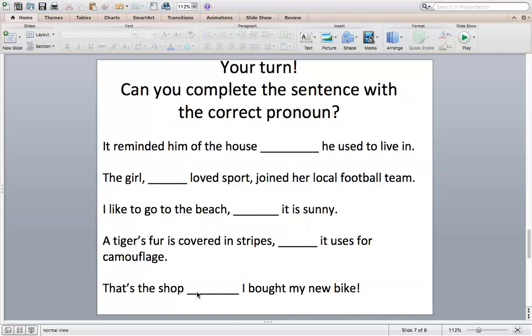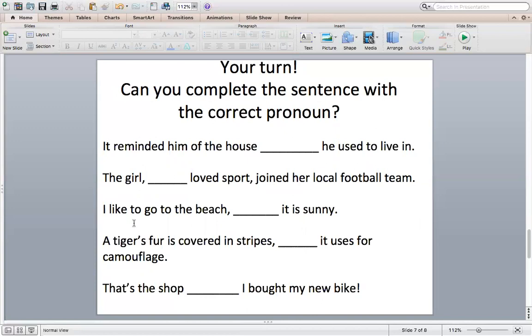Okay. Now, I would like you to complete the sentence with the correct pronoun. So you've got a range of sentences. I want you to think about what pronoun you might need to make these sentences make sense. So pause the video, have a go, and we'll go through it together.